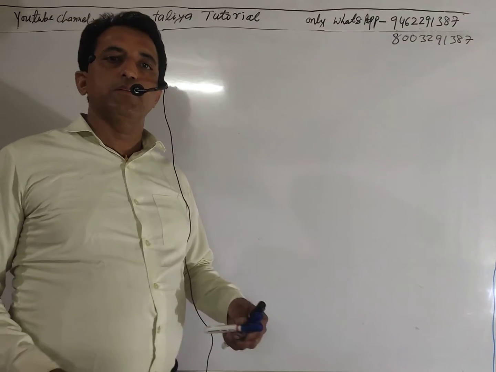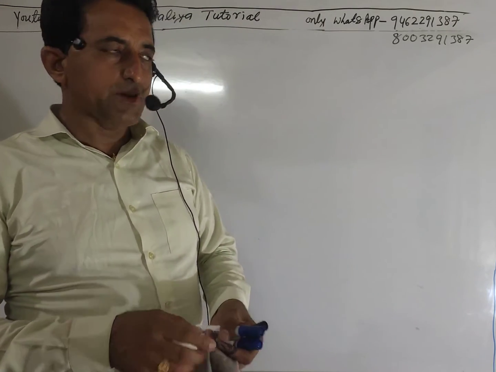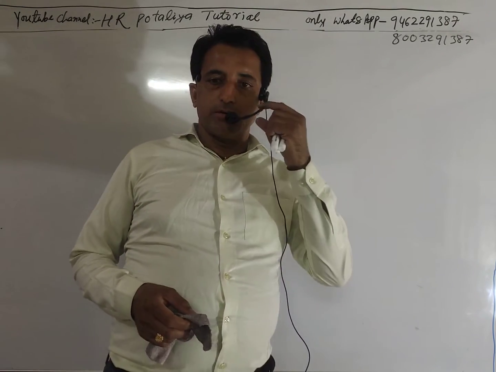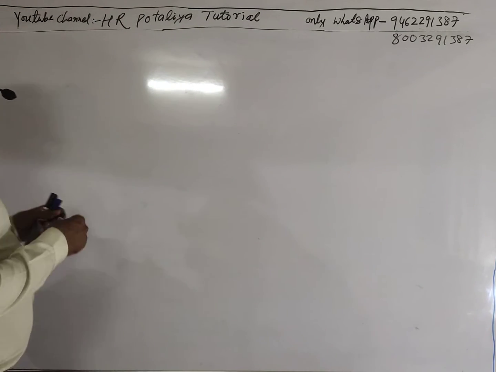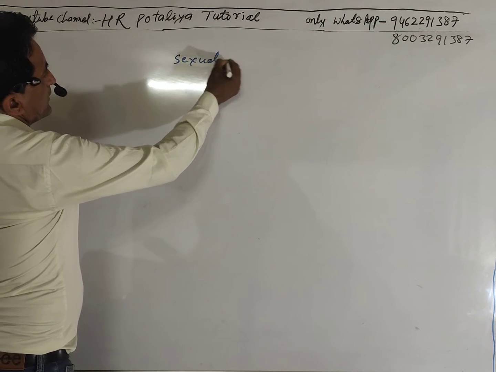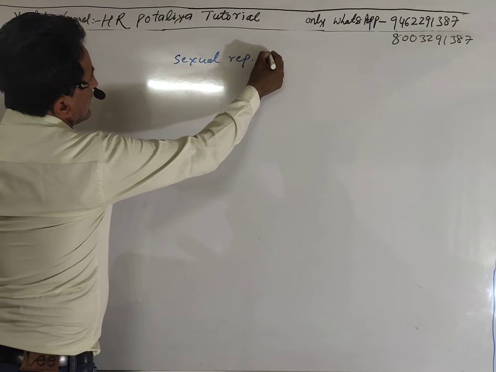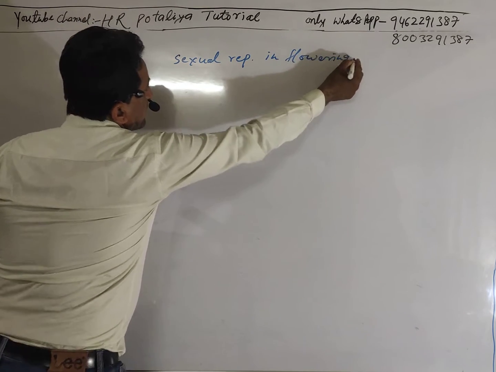Good morning, dear students. Today we are with the chapter part number 3, sexual reproduction in flowering plants.